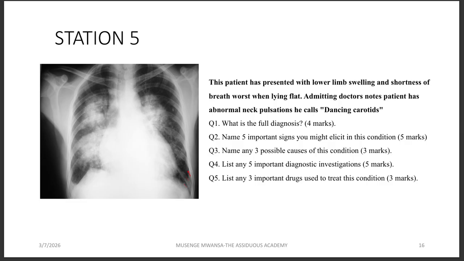Another possible cause for aortic regurgitation is infective endocarditis. Which criteria do you use for infective endocarditis? Okay, yeah, the Duke's criteria. Again, you need to know what falls in the major criteria and in the minor criteria, and how many you need to make a diagnosis.